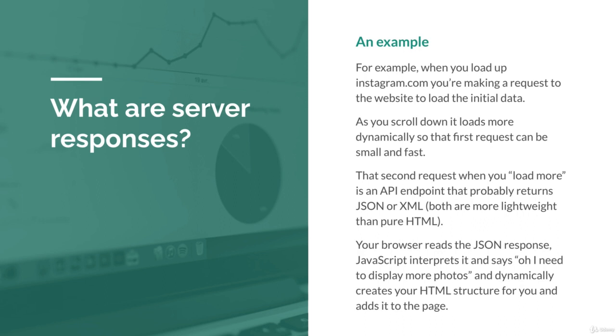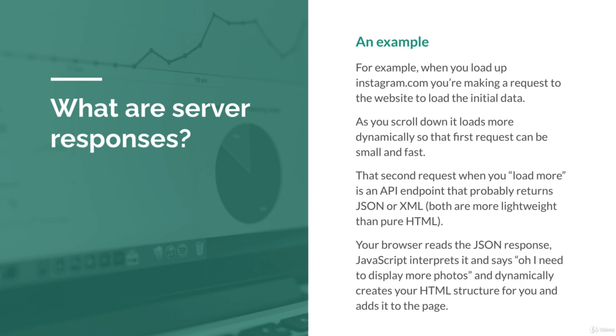Now, as you scroll down the page, you're going to see that more images show up, and sometimes it's so fast you don't even notice. That second request, third request, fourth request, when you click load more on any website or you scroll down on Instagram, is usually an API endpoint that returns JSON or XML. And the reason is because both of them are a lot more lightweight than HTML. Then your browser reads the JSON response, for example.